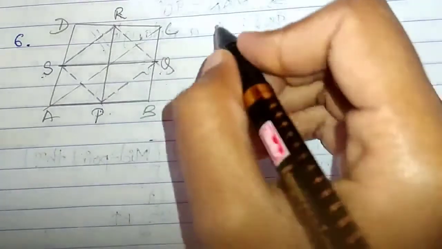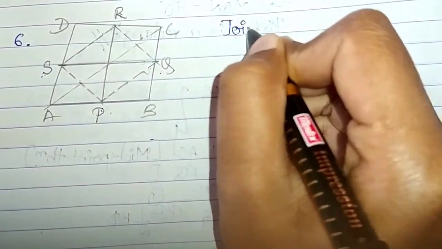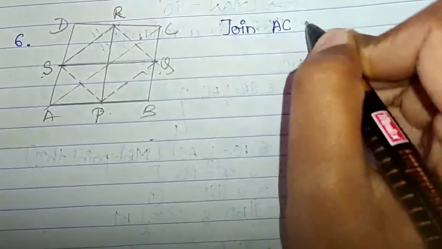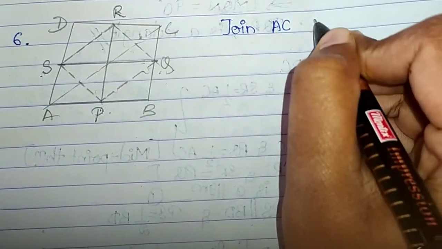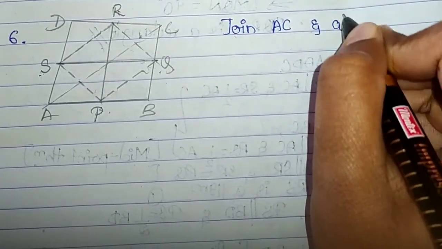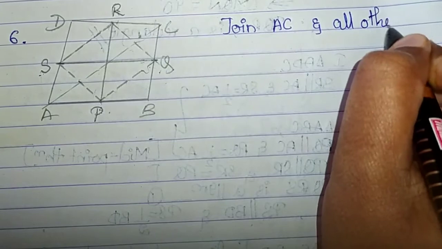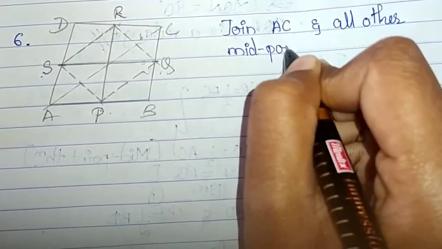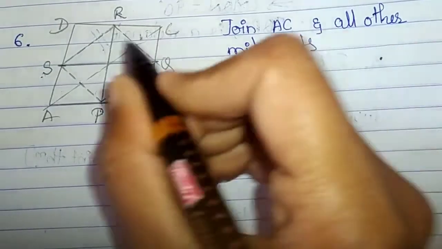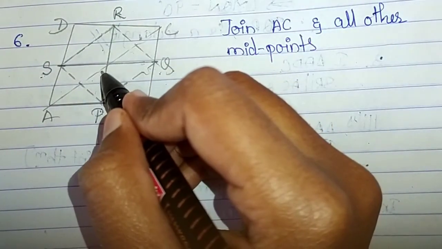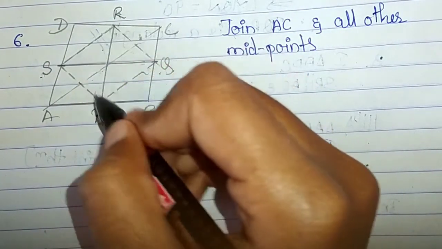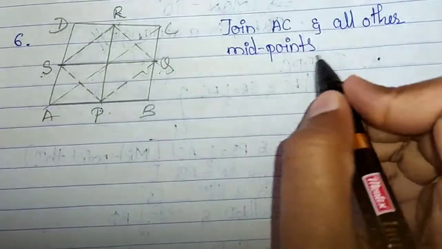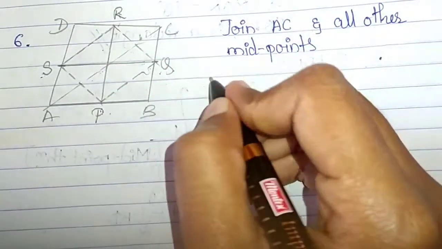So first join AC and all other midpoints. You can see that I did a little bit of construction here, so I have represented the same with broken lines. So join AC and all other midpoints.